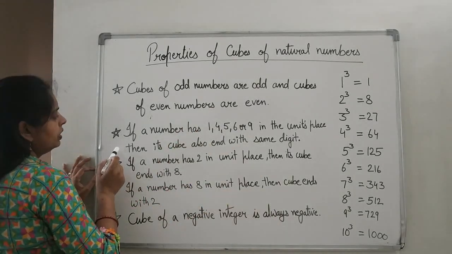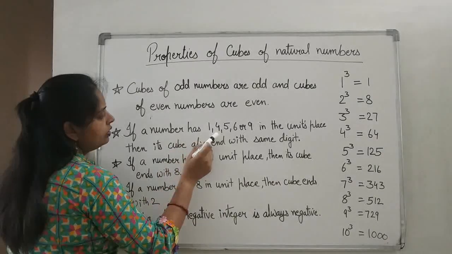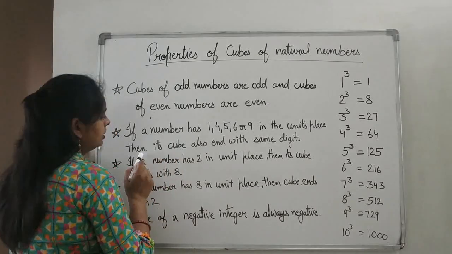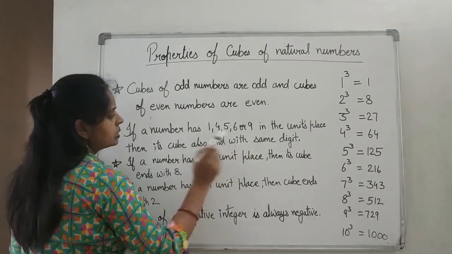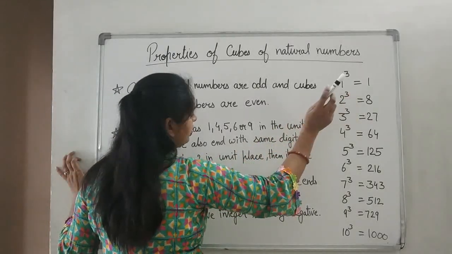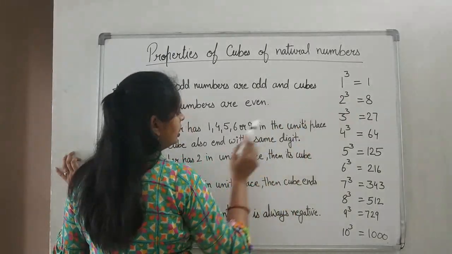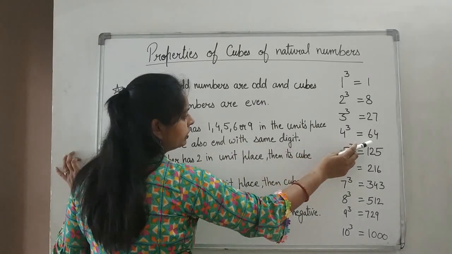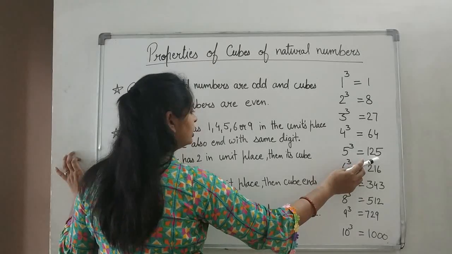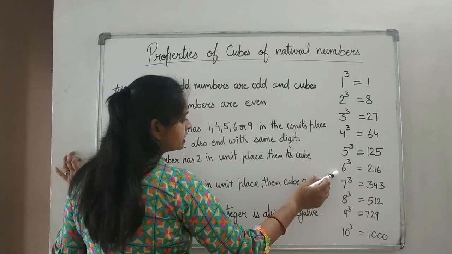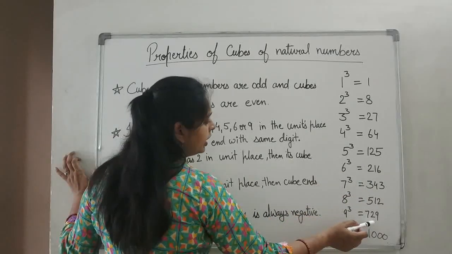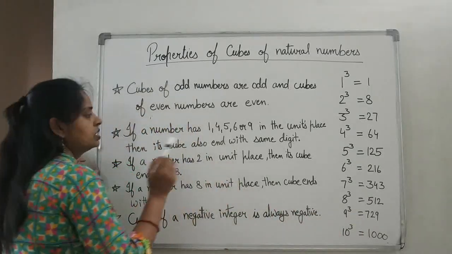Now see the second point. If a number has 1, 4, 5, 6 or 9 in the units place, then its cube also ends with the same digit. Let's check. A number ending in 1 has a cube ending in 1. Ending in 4, its cube ends in 4. Ending in 5, its cube ends in 5. Ending in 6, its cube ends in 6. And ending in 9, its cube ends in 9. So this is clear to you.